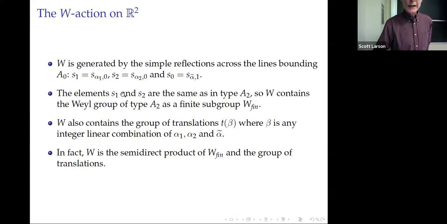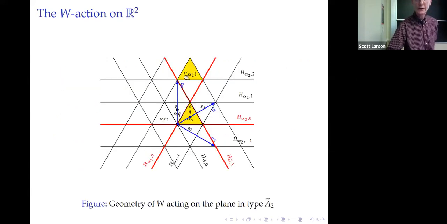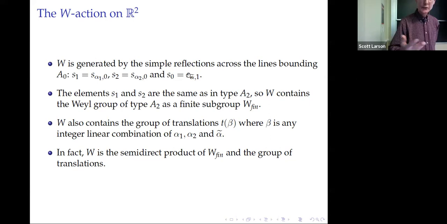The elements S1 and S2 are the same as in the finite Weyl group A2. So there's a copy of the Weyl group of type A2 as a finite subgroup. In fact, any two of these simple reflections generate a subgroup isomorphic to the finite Weyl group of type A2, which is just the symmetric group S3. And the Weyl group also contains a group of translations. You can see here's a translation: it's this alcove translated by the root alpha2. And in fact, the affine Weyl group is a semi-direct product of the finite Weyl group and the group of translations.